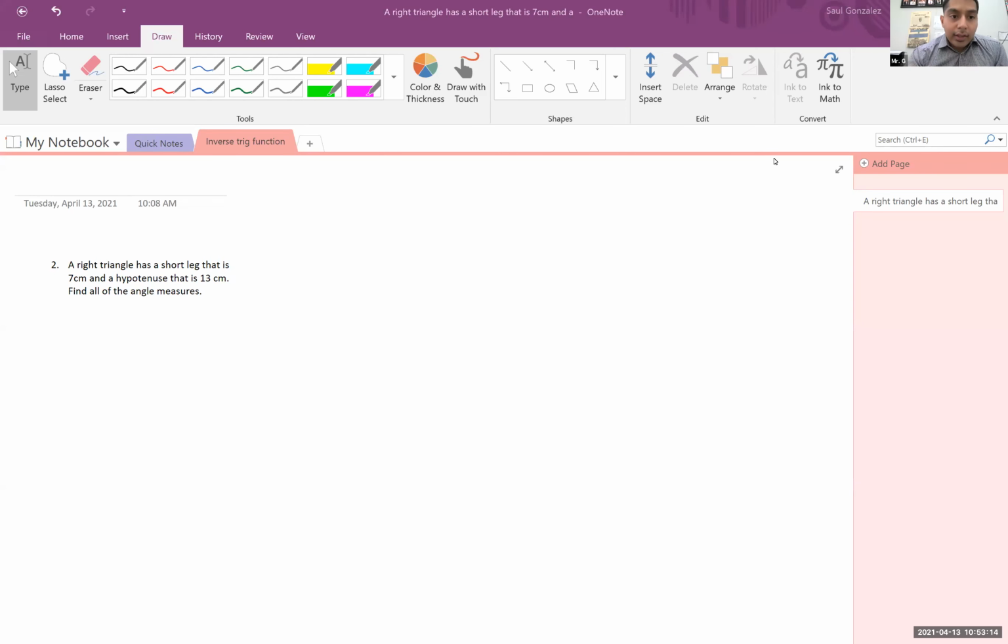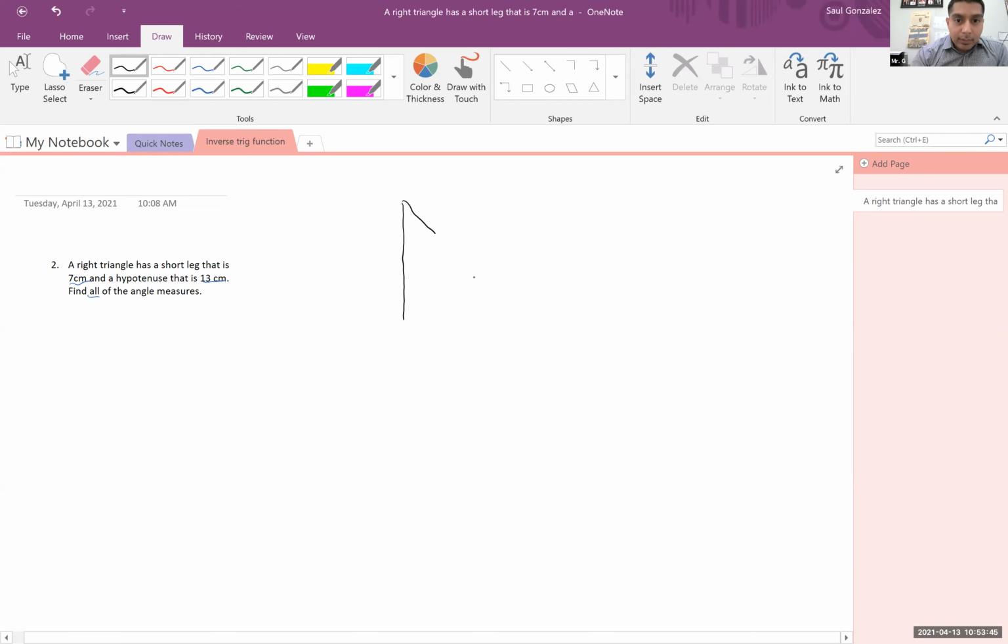All right, so I have taken this problem from trig review number 3, and this is problem number 2. It says a right triangle has a short leg that is 7 centimeters and a hypotenuse that is 13 centimeters. And it wants us to find all of the angle measures. Okay, so let's go ahead and draw a right triangle.